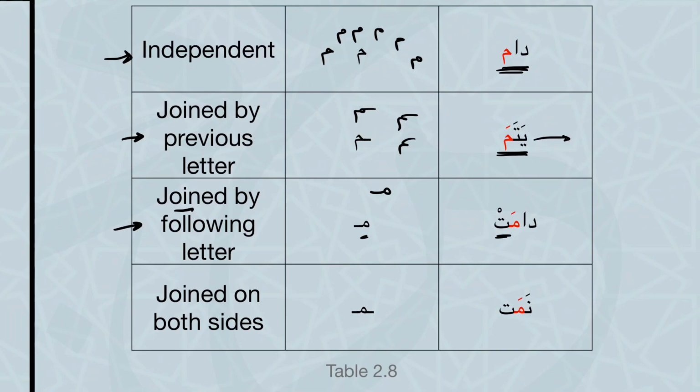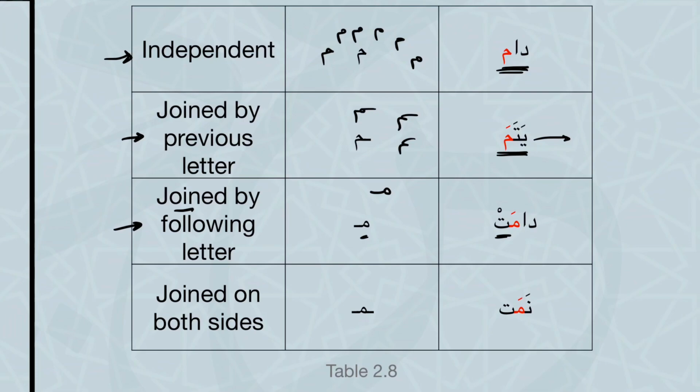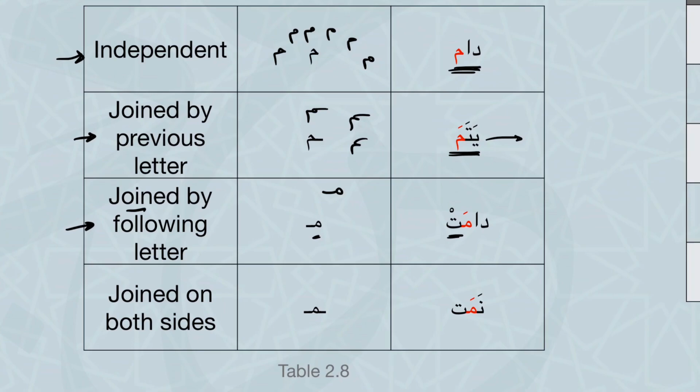How would I pronounce this? There's a dal, there's a fatha, but I know it by the alif. It's a long ah sound, so it's damat. Damat is basically it lasted, but it's referring to something feminine.